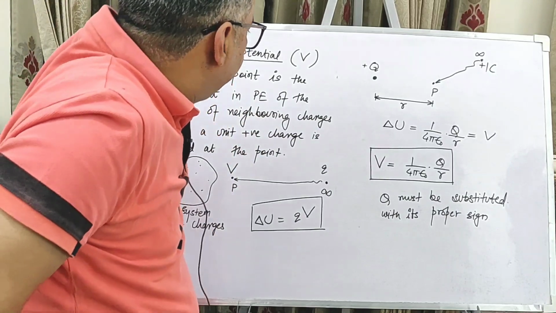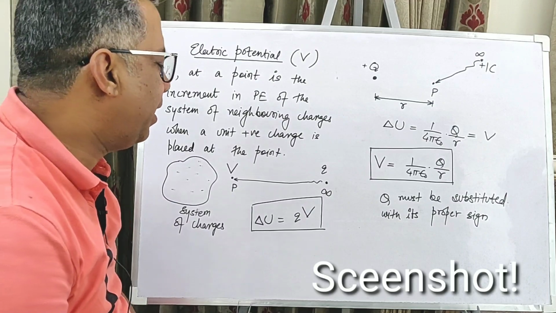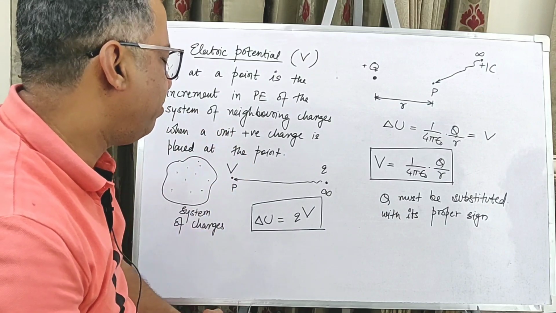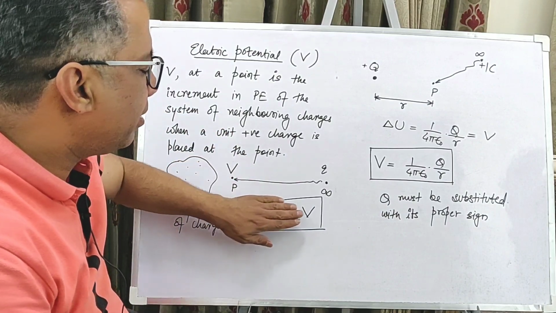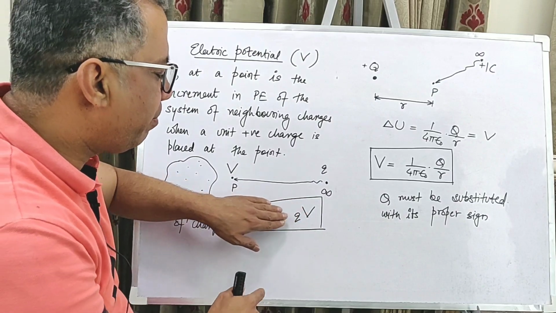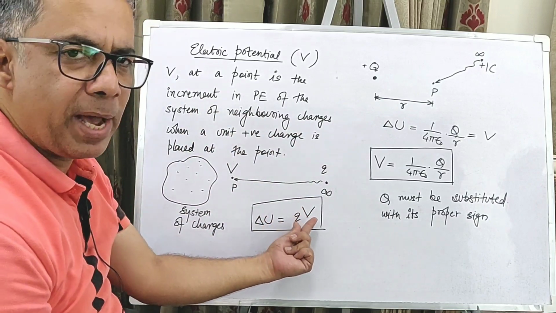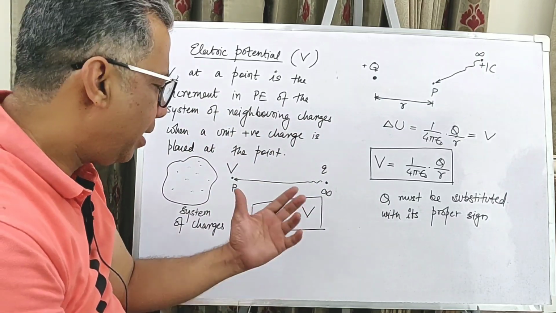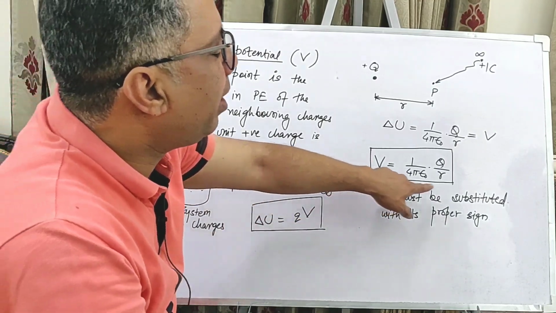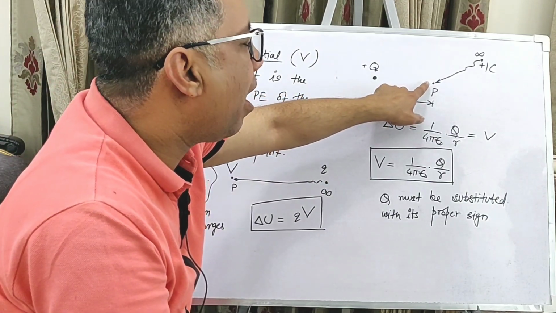So we've understood the physical meaning of potential. Now let me summarize this one more time. If at a particular point the potential is V, and if at that point we place a charge Q, then the potential energy of the system changes by Q times V. And that's the physical meaning of potential. Using this physical meaning, we've calculated the potential of a point charge Q at a distance r from it.